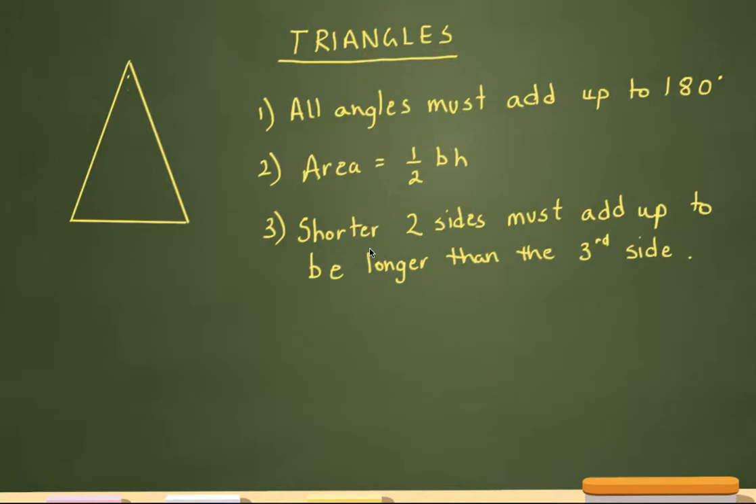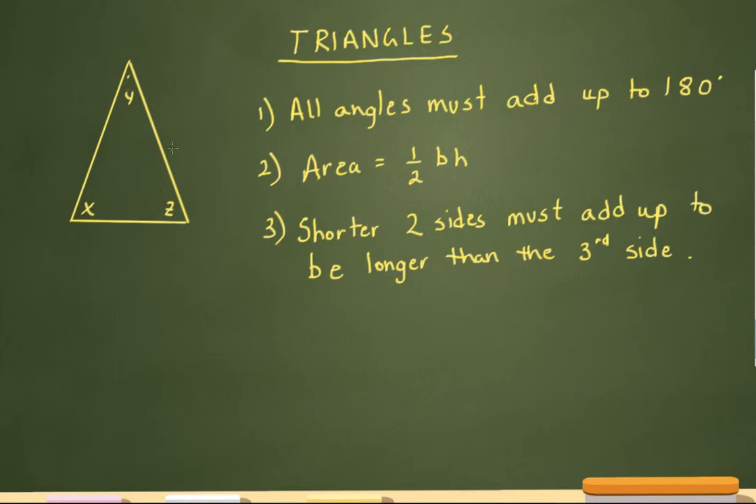For triangles, there's a couple rules that we need to know. First, all angles must add up to 180. So the angles X, Y, and Z, let's say this is angle X, Y, and Z, they must add up to 180. That's first.